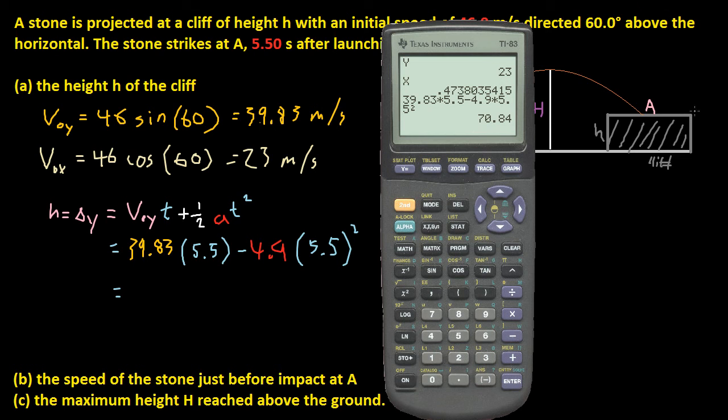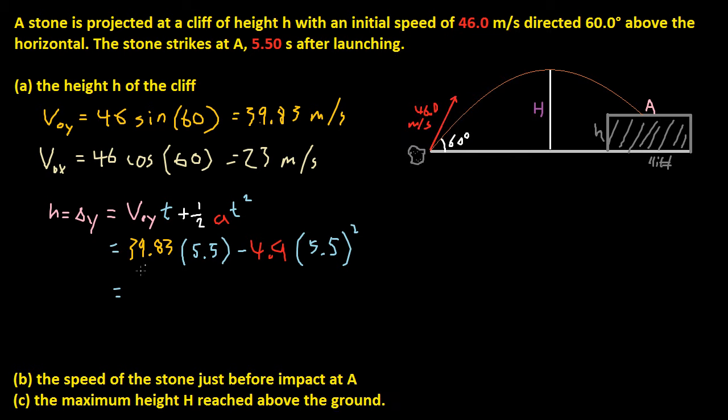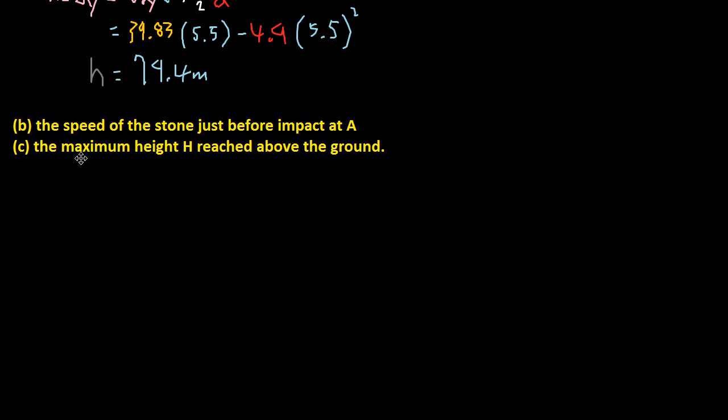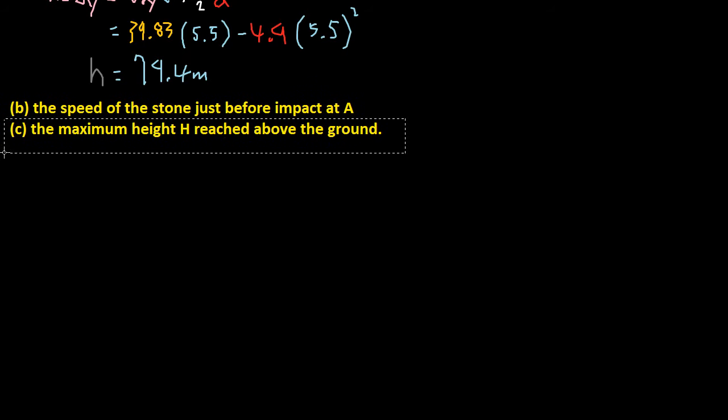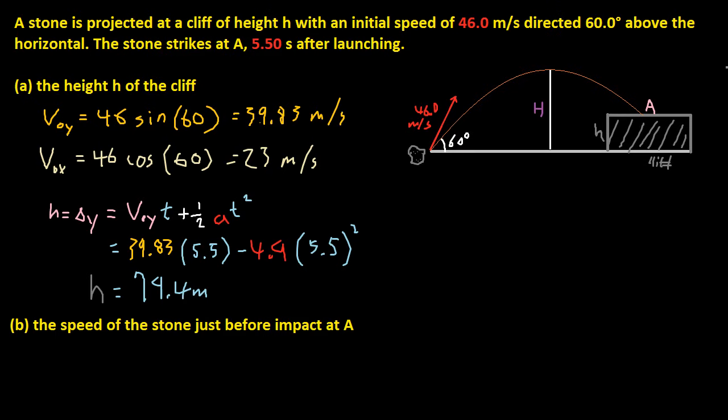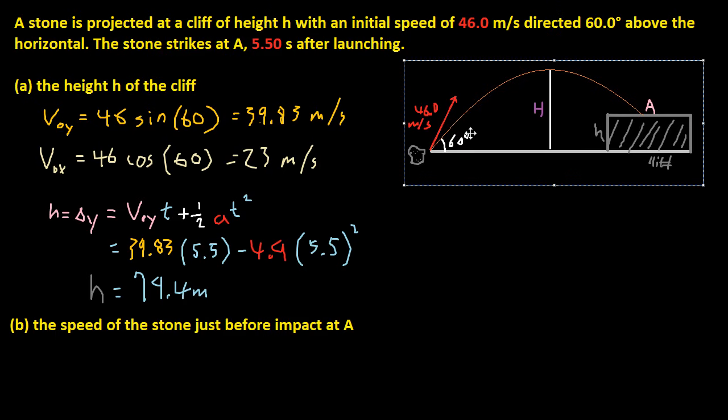So I have 70.9 as my answer, so I'm going to put 79.4 meters. So the height is 79.4 meters. Okay, I'm so glad that I found my error. Okay, let's do our second part here.